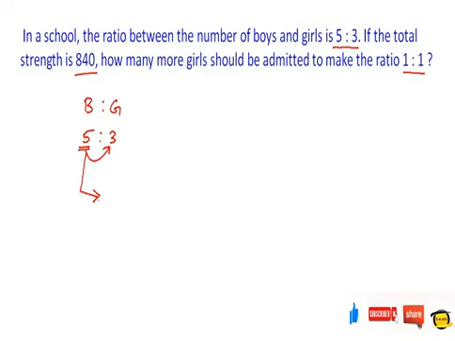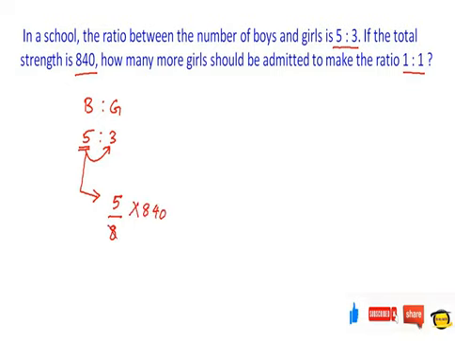Can we make use of the fraction trick? So what is the fraction of boys present in the school? 5 out of every 8 students are boys. So the fraction of the boys is going to be 5 out of 8, right? And the total strength of the school is 840. So times this with 840.